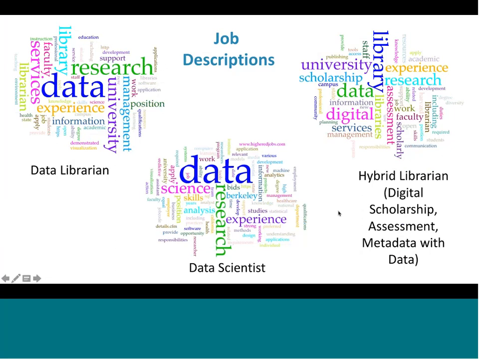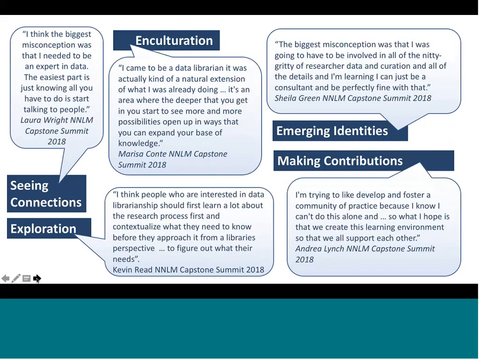The job description for what I'm calling a hybrid librarian, which involves some data work, some digital scholarship work, or some assessment, was a little bit different, but these would be examples of word clouds that you could take right out of the software. I also took the data into NVivo and did some more manual coding, looking for themes, and I really came out with 5 themes: seeing connections, exploration, enculturation, emerging identities, and making contributions. And I could see these themes throughout all the different data sets that I was looking at.